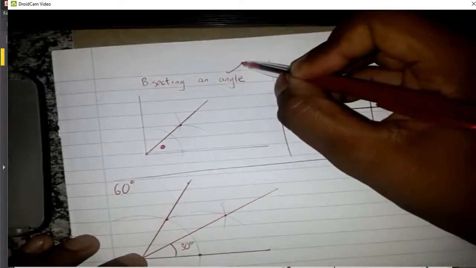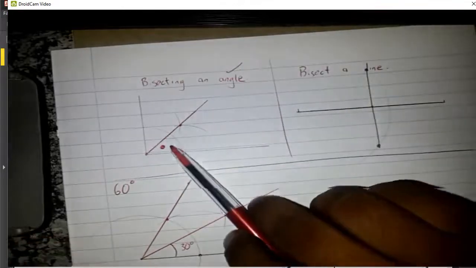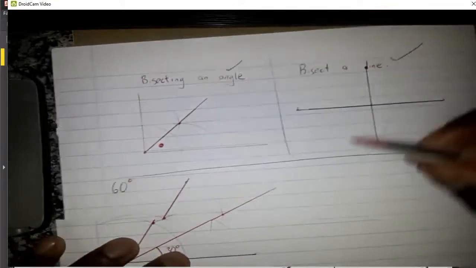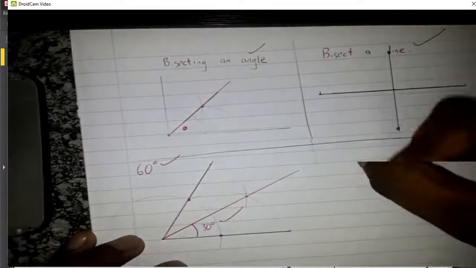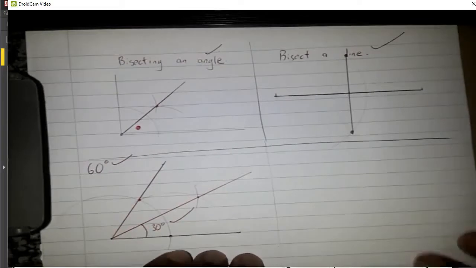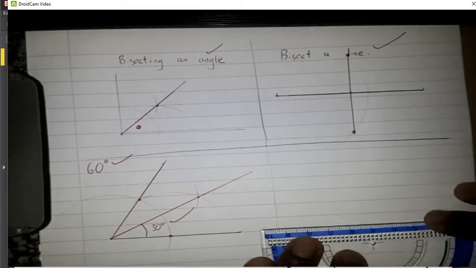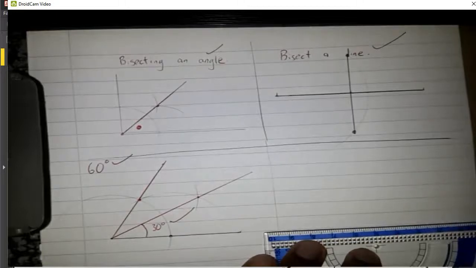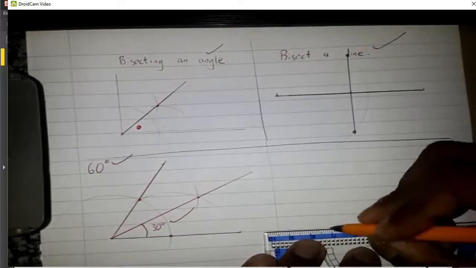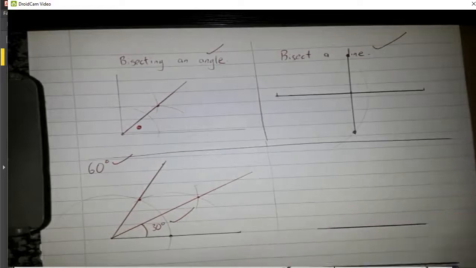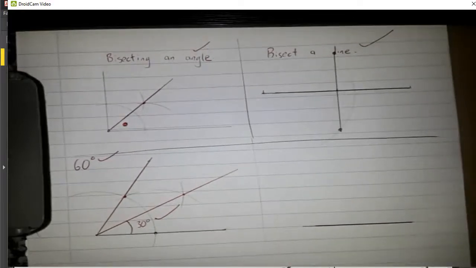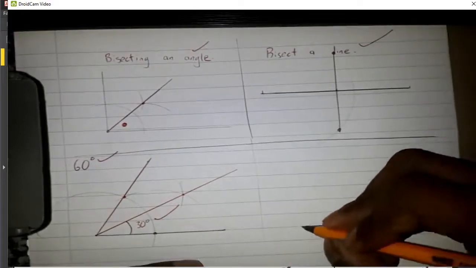So I've shown you bisecting an angle, breaking any angle into two parts, and bisecting a line. I showed you the 60 degree, I've shown you the 30 degree. Now let's go to the 90 degree. 90 degree can be a bit tricky. Let's just start with the line, right? So there's my line there.